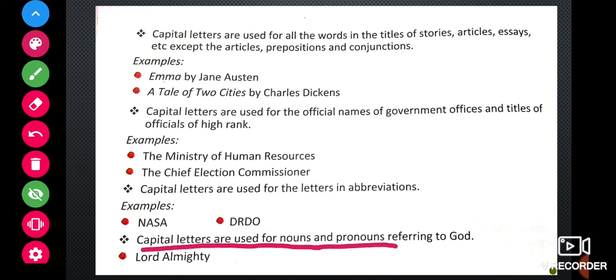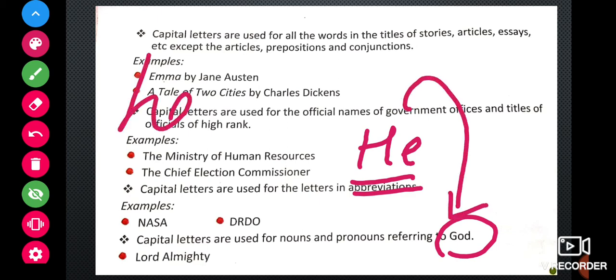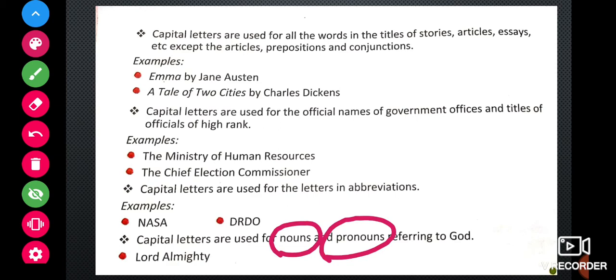Capital letters are used for nouns and pronouns referring to God. So whenever we refer to God, all the nouns and even the pronouns will be capital. So whenever we refer God as He will be capital even if it is in the middle of a sentence. But only if He is used for God. If He is used for any other person, it will be small if it is used in the middle of a sentence. So all the nouns and pronouns which are used for God are always capital. For example, Lord Almighty. So you can see L is capital and He is also capital.